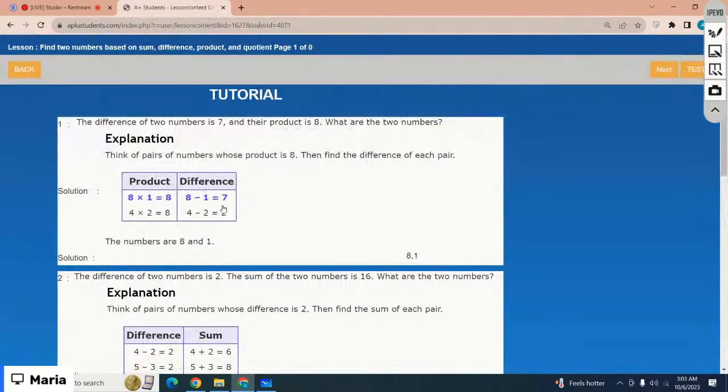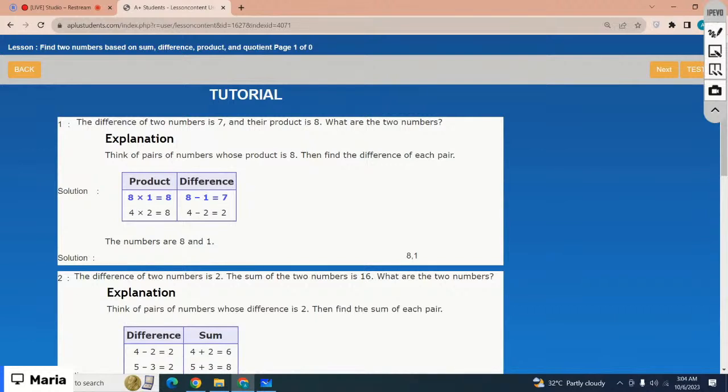The difference of two numbers is 7 and their product is 8. What are the two numbers? You have to think of two numbers. When you subtract them, the answer is 7, and when you multiply them, the product is 8. So which two numbers when subtracted make 7 and when multiplied make 8?